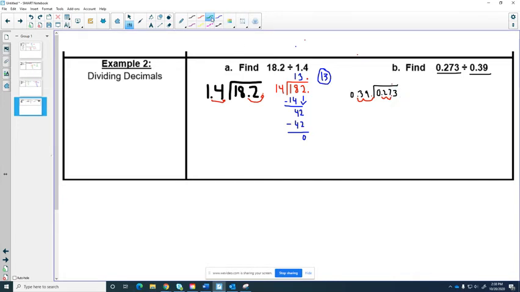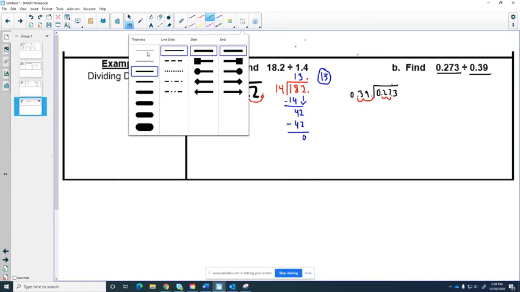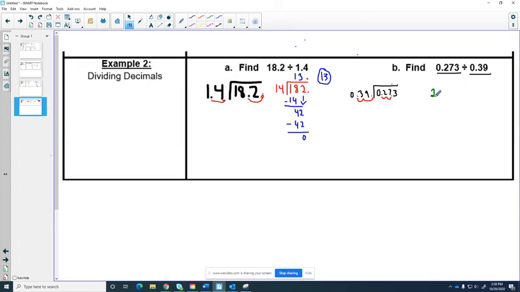But to make it a little bit easier, I'm going to rewrite it again. And so we have 27 and 3/10 divided by 39. And I'm going to put the decimal point in the quotient above the decimal point in our dividend. Now we're going to solve.